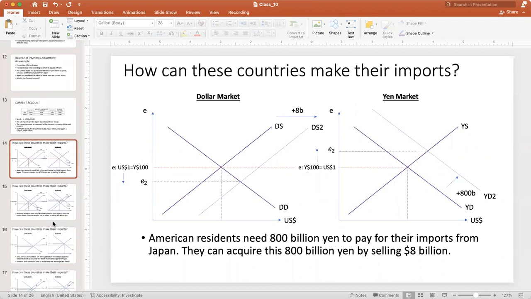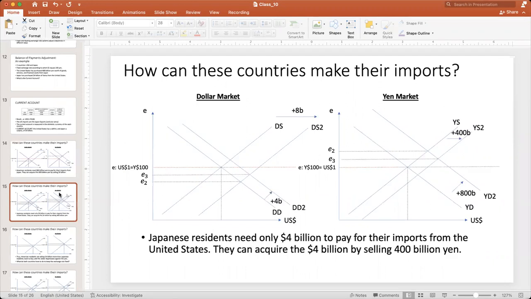But this is the American side. But remember, Japan is also demanding dollars to buy imports from the United States. So Japanese residents need only 4 billion dollars to pay for their imports from the United States. So they need to acquire the 4 billion dollars by selling 400 billion yen. So we are in equilibrium here. So let's put this in purple to differentiate for the initial analysis.